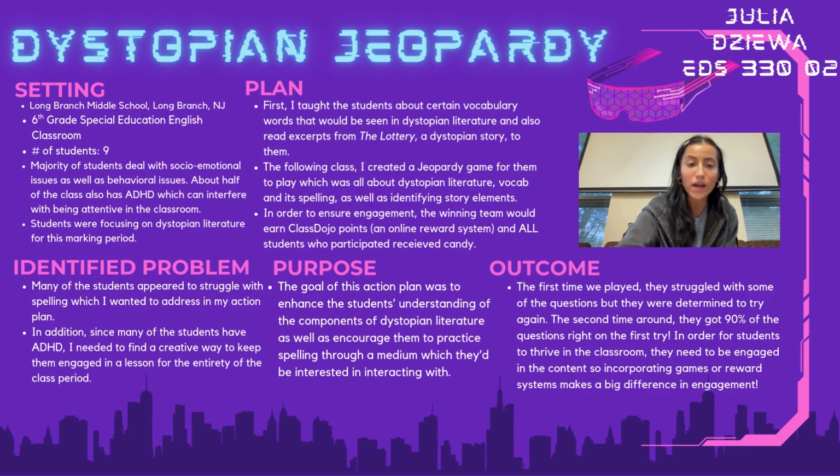The following week, I created a dystopian literature themed Jeopardy game. It included 4 categories: identifying dystopia, themes in dystopia, defining words, and the lottery. To motivate the students, I added a reward system. The winning team would earn extra class dojo points, and everyone who participated would get candy at the end. The purpose of this game was twofold: to reinforce students' understanding of dystopian literature in a fun and interactive way, and to revisit the vocabulary words they previously struggled with to improve their spelling.